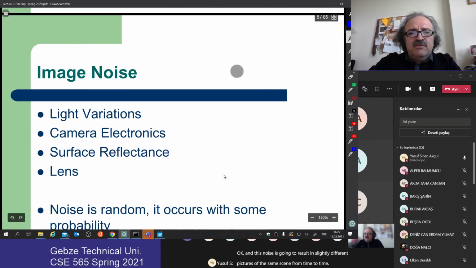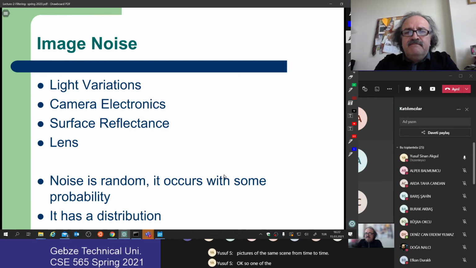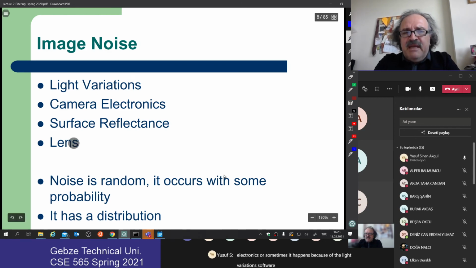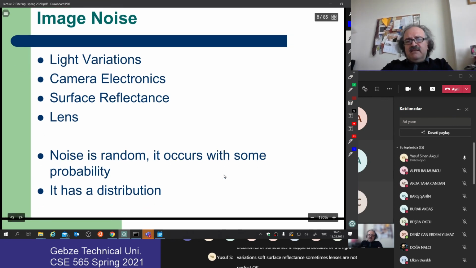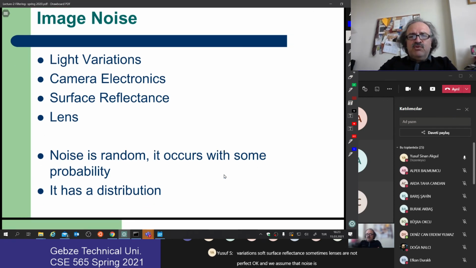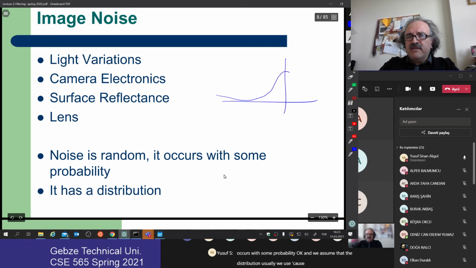One of the main reasons of image noise is the camera electronics, or sometimes it happens because of the light variations, surface reflectance. Sometimes lenses are not perfect. And we assume that noise is random and it occurs with some probability, and we assume that it has a distribution.